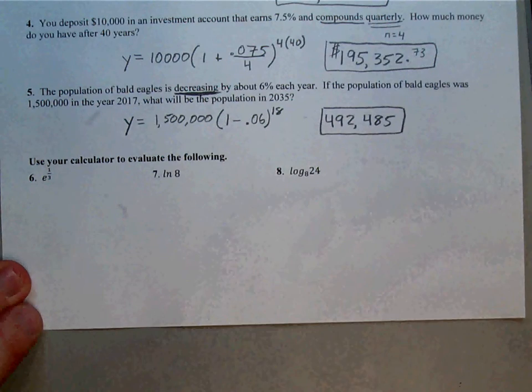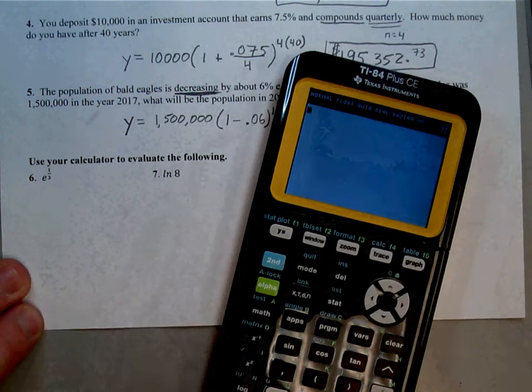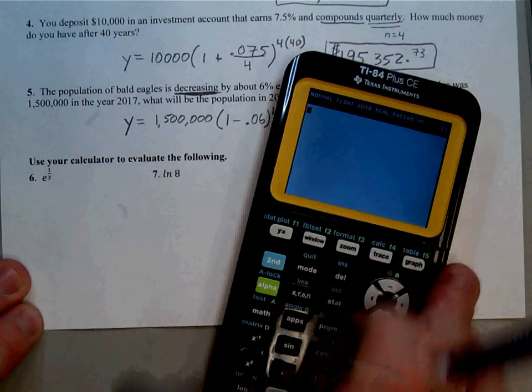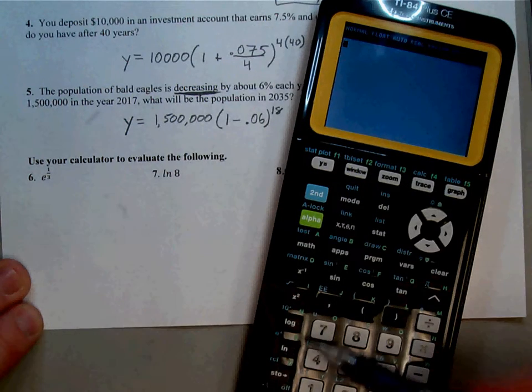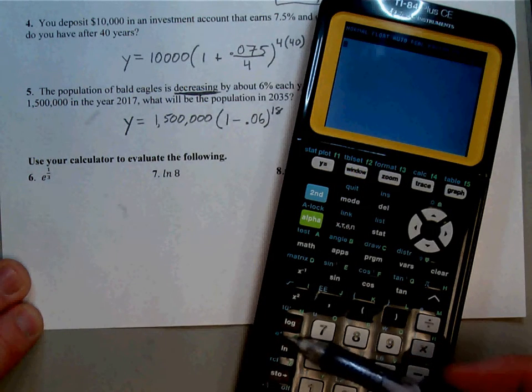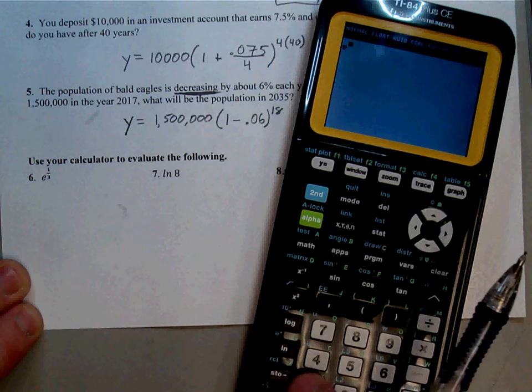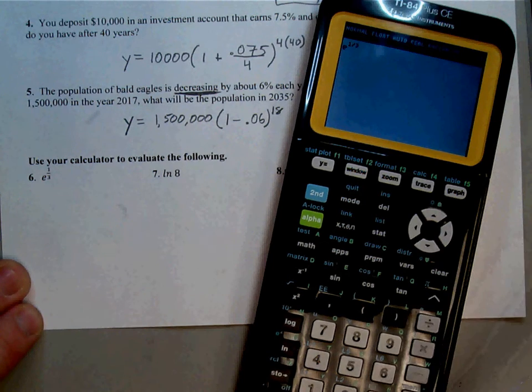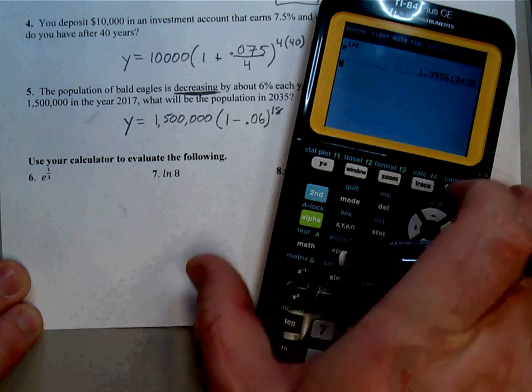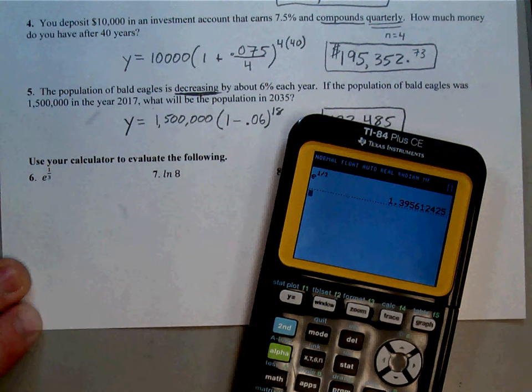Now, we get a calculator back out. Evaluate the following. E to the power, in case you don't remember where E is, on the graphing calculator, it's right here in blue above the ln button. So I have to hit second, ln, to the power of 1/3. You can just hit 1 divided by 3. Inside of that exponent, we'll go to 4 decimal places, so 1.3956.